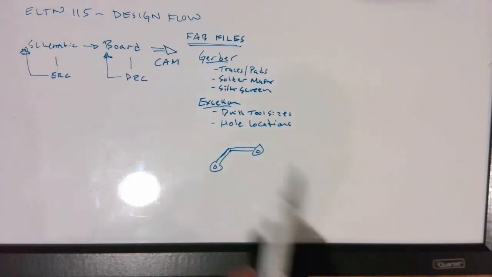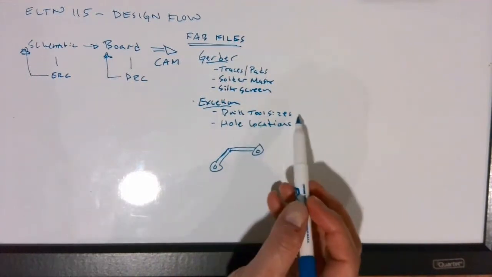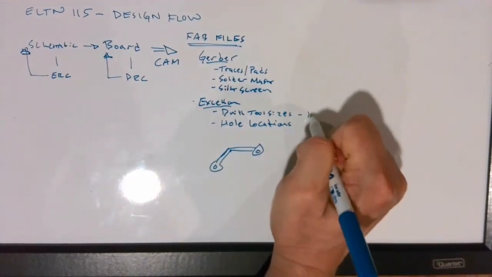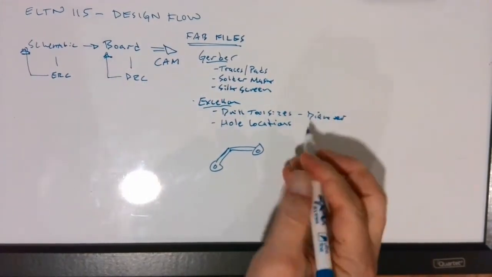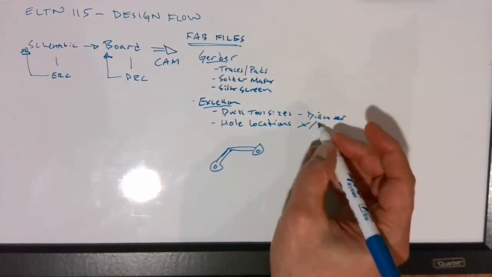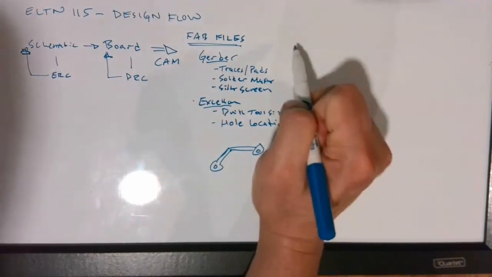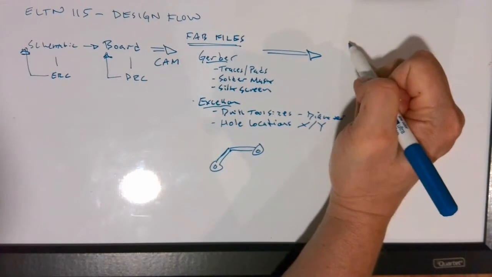The other main type of files are Excellon files. Those basically define the drill tool sizes, so the diameters of the tools or the drills, and then the hole locations, which are essentially the X and Y locations of all those holes. Once those files are generated and created, they're emailed or sent to what is called a board house.